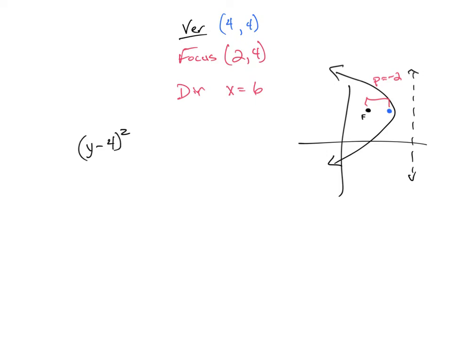I kind of wish they were different here. Whatever. All right, is equal to 4 times, what's my p? -2 times my x minus 4. All right. And so I'd simplify it up a little bit. So I have y minus 4 quantity squared is equal to -8 times x minus 4. Okay? All right.